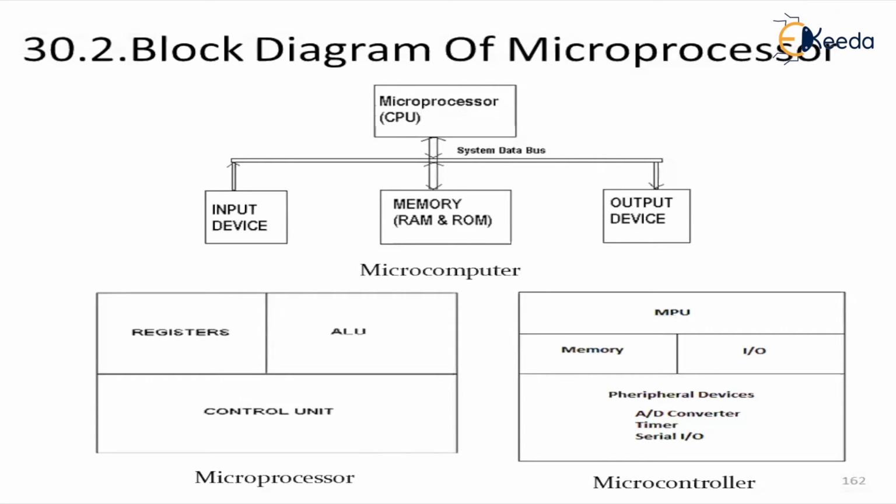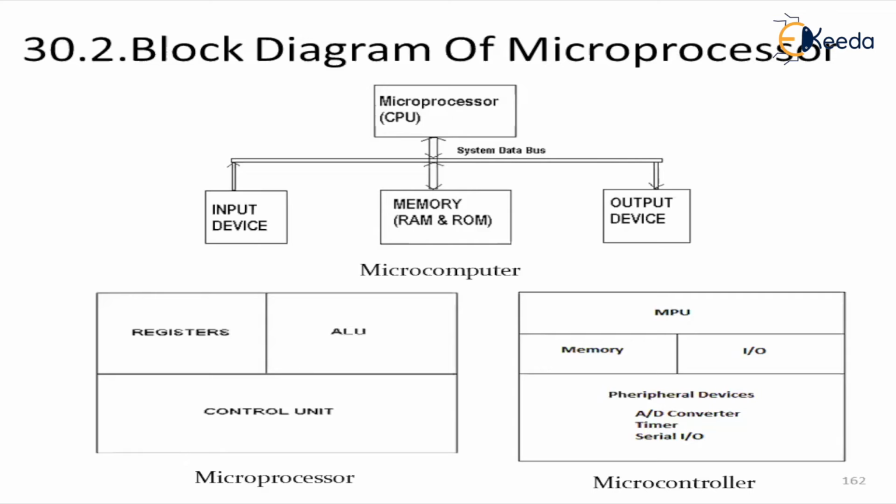Now, this is the block diagram of a microprocessor. The microprocessor is connected to input devices, output devices, and memory, RAM and ROM. Input devices are connected to the microprocessor in a unidirectional way, whereas it is connected to the memory in a bidirectional way with the help of a system bus. Now, what are the components of a microprocessor? We have seen registers, ALU, and the control unit.